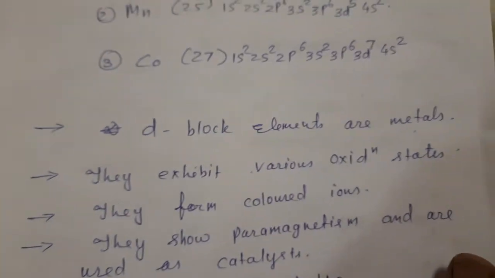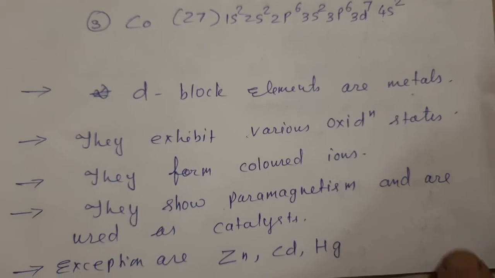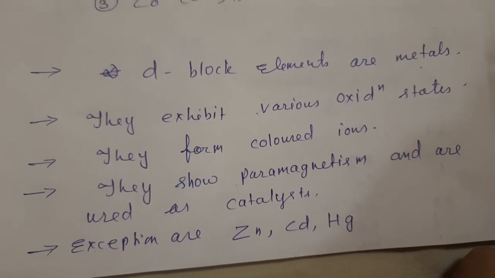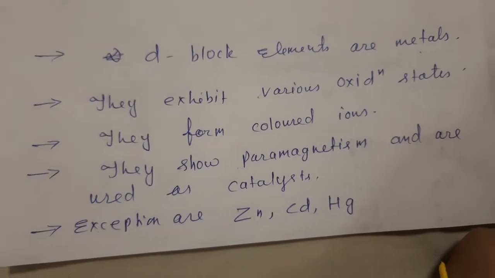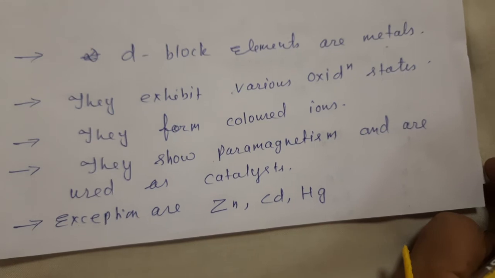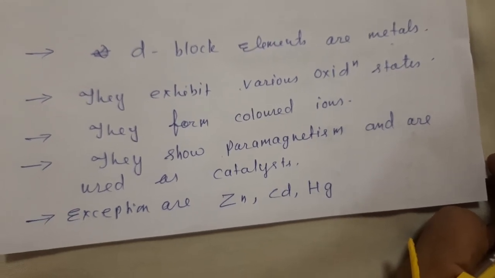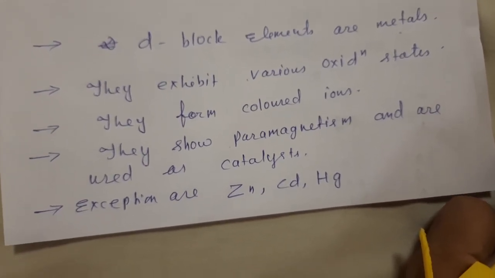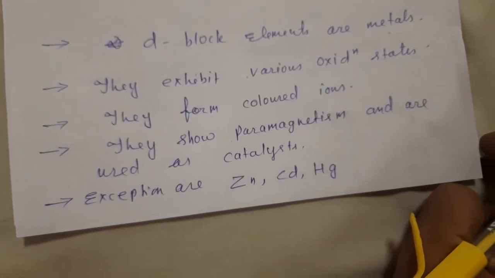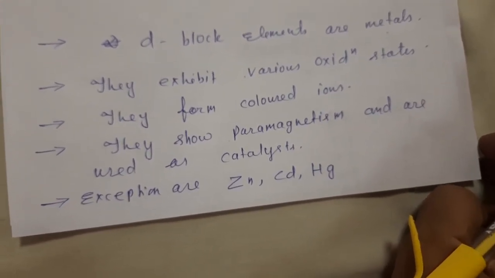D block elements are metals. They exhibit various oxidation states. They mostly form colored ions. जब उनका आयन बनता है तो colored होता है. They show paramagnetism and are used as catalysts. Catalysts क्या है? What are catalysts? Catalysts, they themselves do not take part in the chemical reaction, but they increase the rate of reaction.